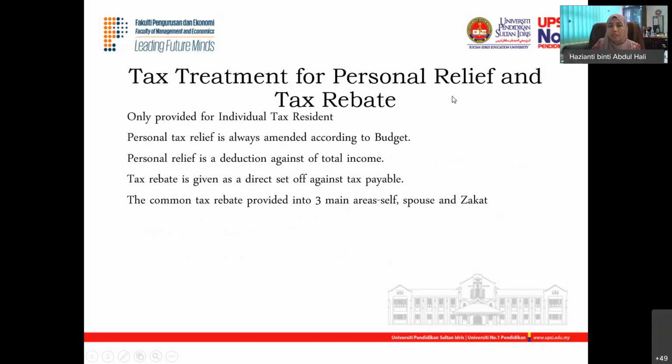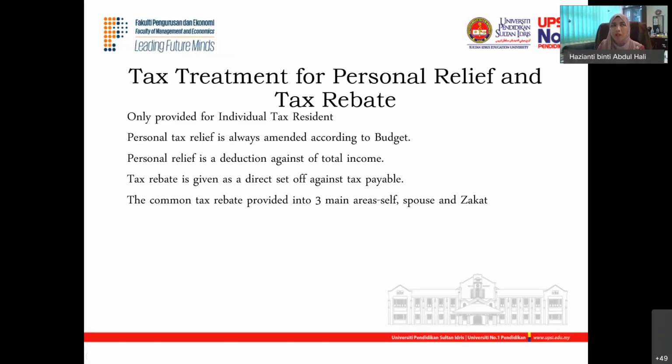Alright, for individual, personal relief only provided for individual tax resident. Right, go back to our second week topic, which is resident. So the personal tax relief only given to resident. And the relief is always amended according to budget. That is why I said the date is very important. For example, you are doing calculation for year assessment 2019, so you will go to relief table for 2019. Let's say you're doing calculation for 2020, so you have to look at the relief for year 2020. It's not the same.